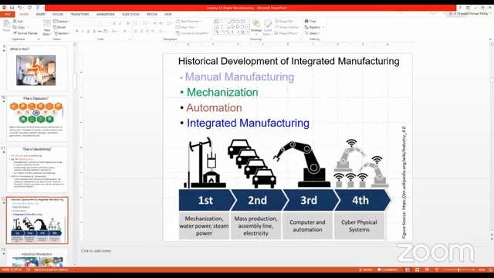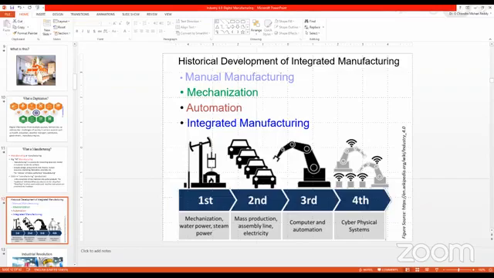Then, the historical development of integrated manufacturing: you see the first was only manual manufacturing, and there was mechanization in Industry 2.0, such as mass production, assembly line, electricity, all that of the 1920s. Fixed automation to the level of programmed automation, and then the computer and automation, and then integrated manufacturing. Integrated manufacturing, now we are calling it Industry 4.0.